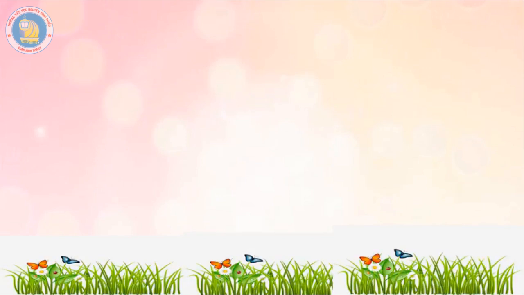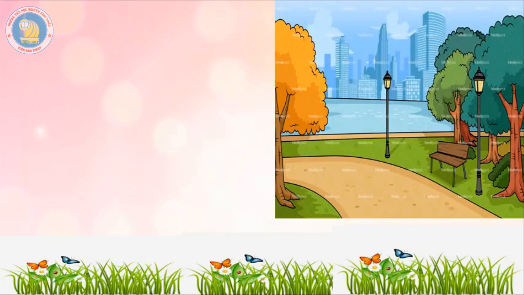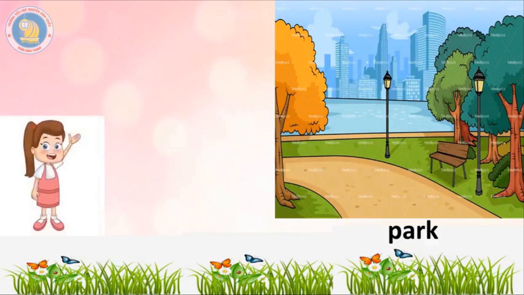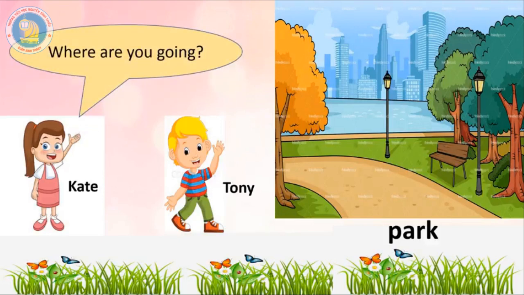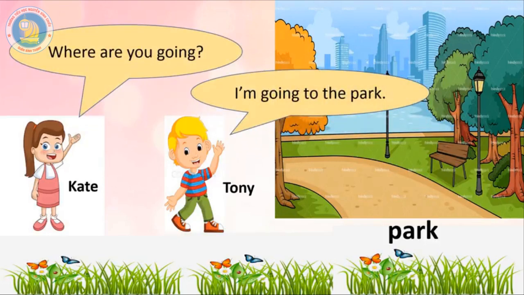It's time for you to practice. Now, everyone, you look at the picture. Where is it? It's a park. That's right, park. Hello, everyone. I'm Kate. Hello, I'm Tony. Now, everyone, you listen and repeat. Where are you going? I'm going to the park. Again. Where are you going? I'm going to the park. Well done. Thank you.